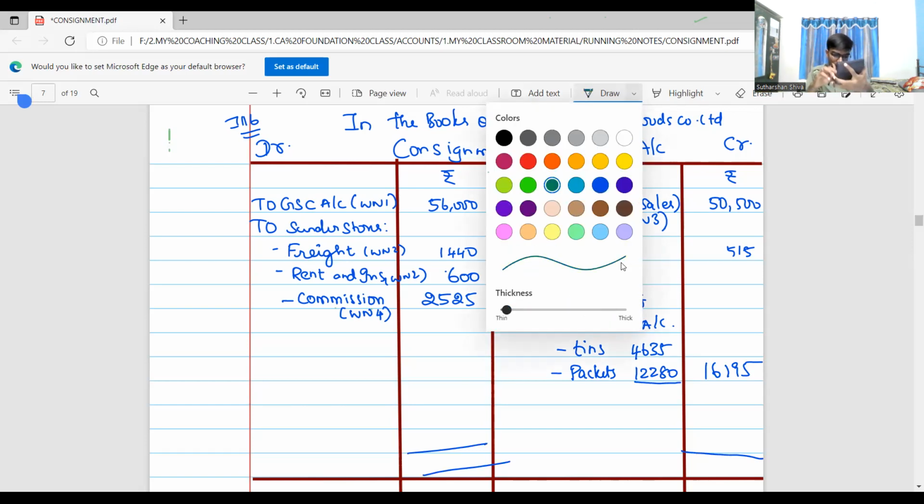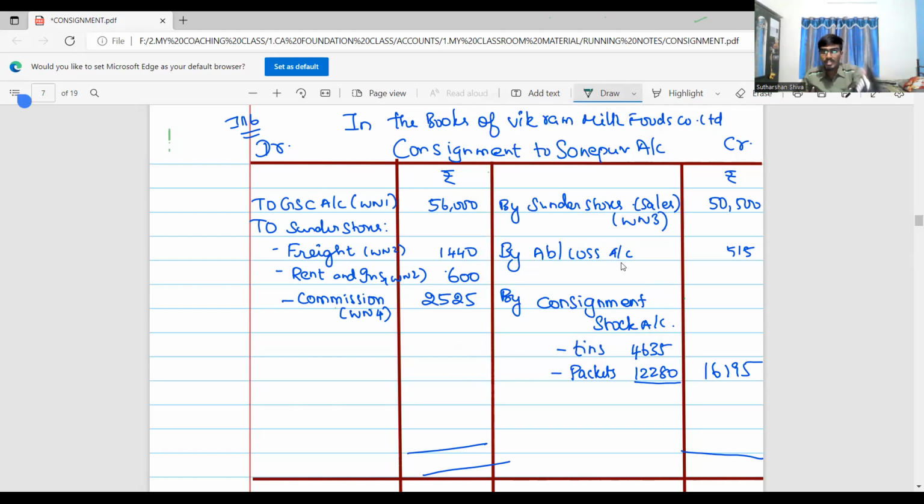Okay. Just keep on adding 50,500 plus 515 plus 16,915. You will get your answer. Your credit side seems to be higher. So I am adding. 67,930 has arrived. Take a calculator and subtract 56,000, 1,440, 600, 2,525.